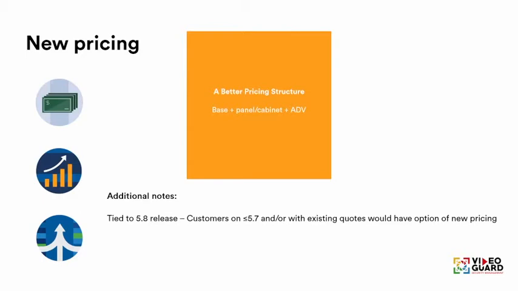So for smaller customers, they might want to stick with the quote that they already have, but if they're a larger system, they may choose to go with the lower per panel price that will be advantageous to them. Existing systems, so those that already have cabinets or panels, will only pay for new cabinets and panels when they decide to expand. Even if they don't have a base part at the moment, that base part will be provided to them free of charge.